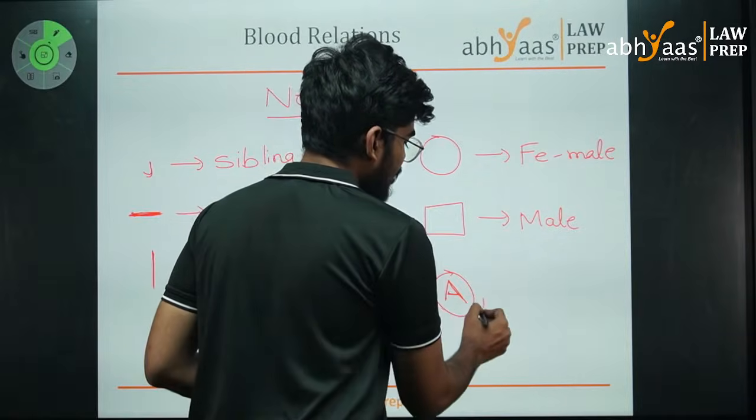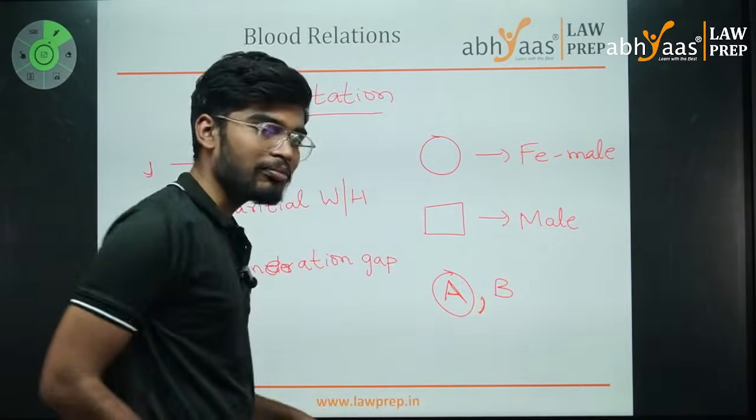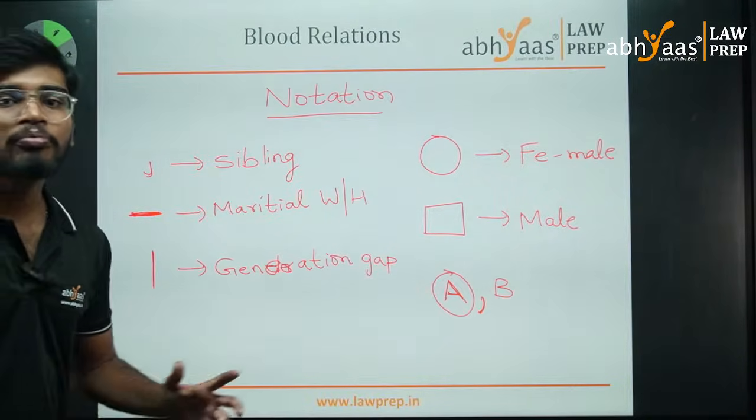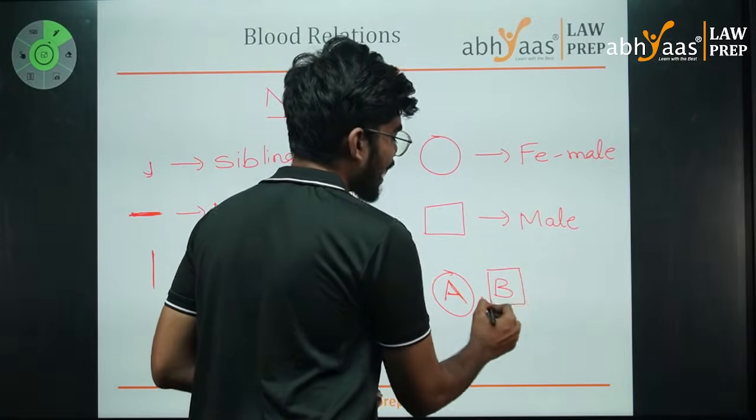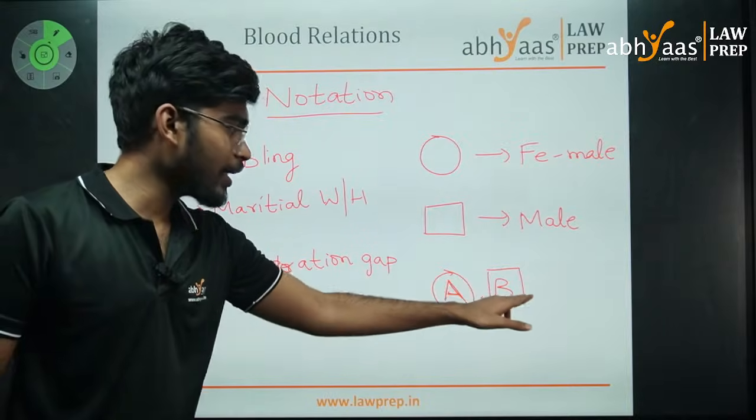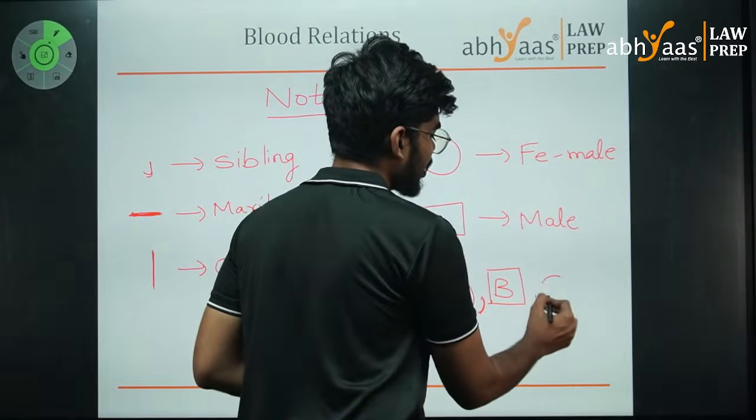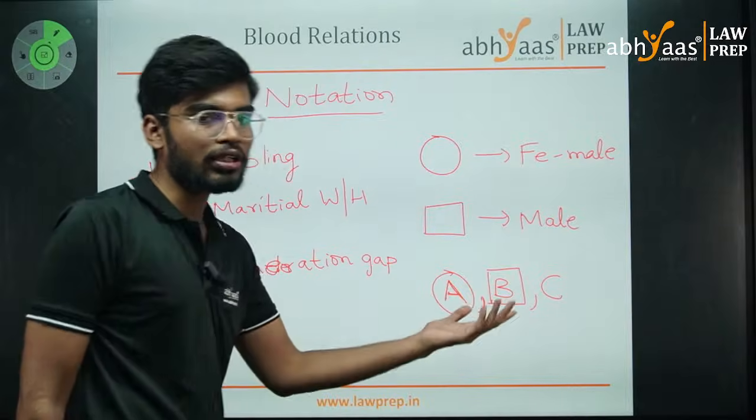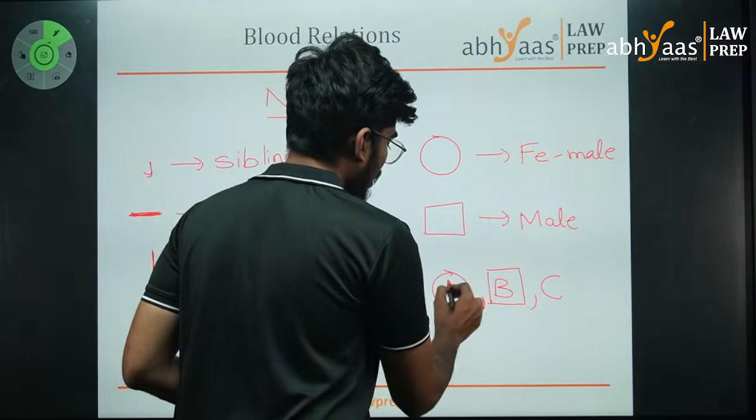And A is the sister of B. That means they are siblings. I used a comma because it is a sibling relation. Next, B is the brother of C. Here we know the gender of B, which is a male. So that is why I indicated it with a square. Next, brother of C. Again, it is a sibling relation. So, like this, we will be solving more problems. Anyway, please don't worry. This is the kind of representation.